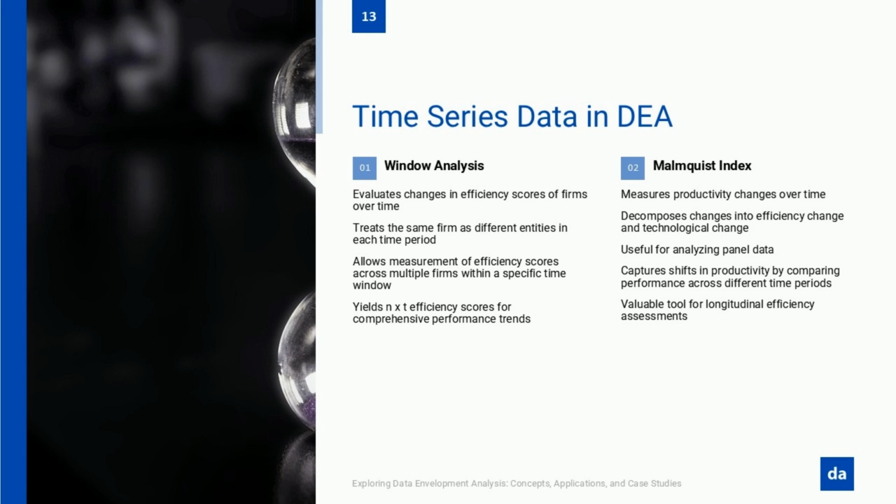Let's take a real-world example. Imagine two companies, both scoring 0.8 on the DEA efficiency scale this year. Sounds like they're equal, right? But now let's check their efficiency over time.